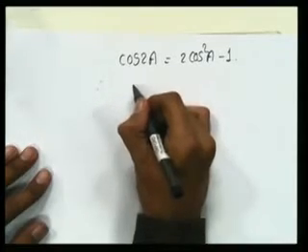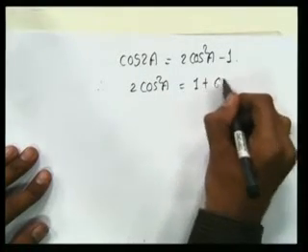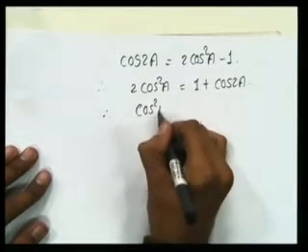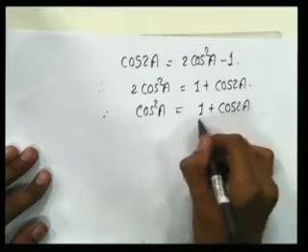So 2 cos² A equal to 1 + cos 2A. So cos² A equal to (1 + cos 2A) by 2.